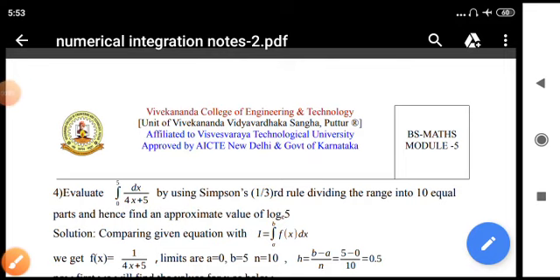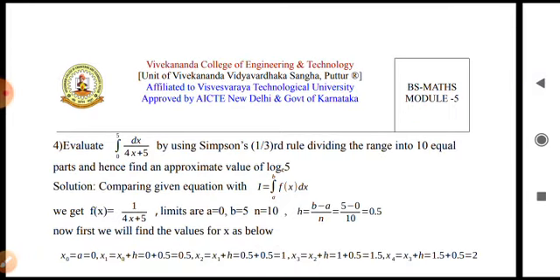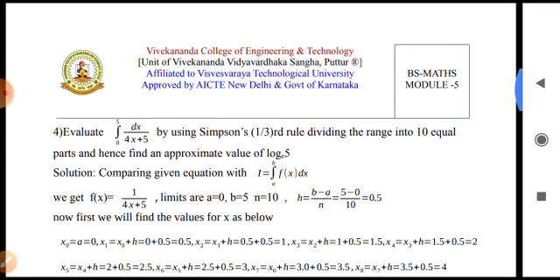Hello students, in this video we continue with the problems on numerical integration. Fourth problem: evaluate the integral from 0 to 5 of 1 by (4x plus 5) dx using Simpson's one-third rule, dividing the range into 10 equal parts, and hence find an approximate value of log 5 to the base e.